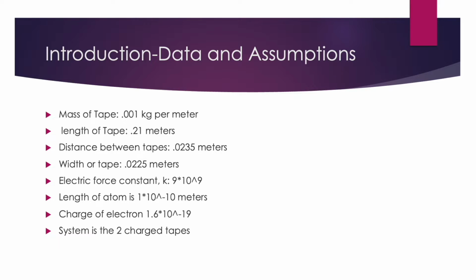And some general constants we use are the electric field constant of K, which is 9 times 10 to the 9th, the length of an atom, which is around 1 times 10 to the negative 10 meters, and the charge of an electron, which is negative 1.6 times 10 to the negative 19. And also the system of this experiment is only going to be the two tapes.